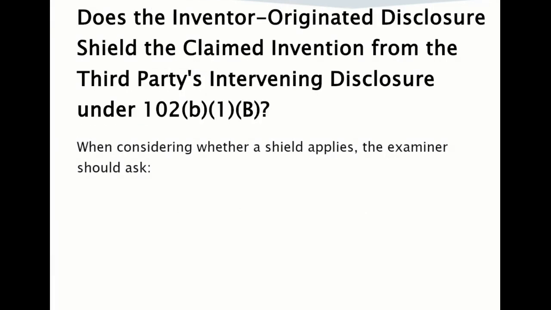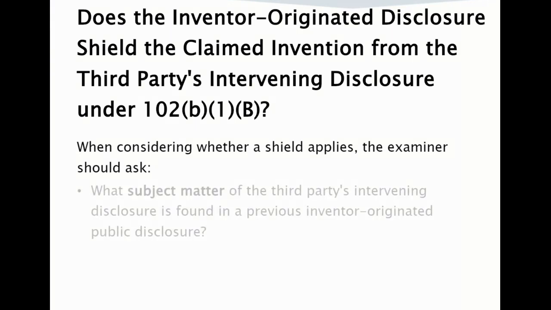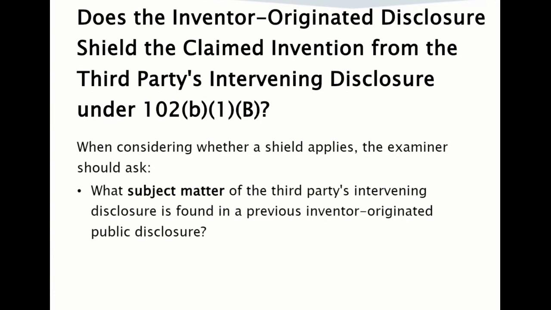The question of whether a shield applies will ordinarily come up after the examiner has conducted a search and applied a reference in an office action. In response, the applicant could submit a declaration asserting that the reference cannot be applied as 102(a)(1) prior art because the 102(b)(1)(B) exception applies. Thus, the question to ask when considering whether a shield applies is, what subject matter of the third party's intervening disclosure is found in a previous inventor-originated public disclosure?